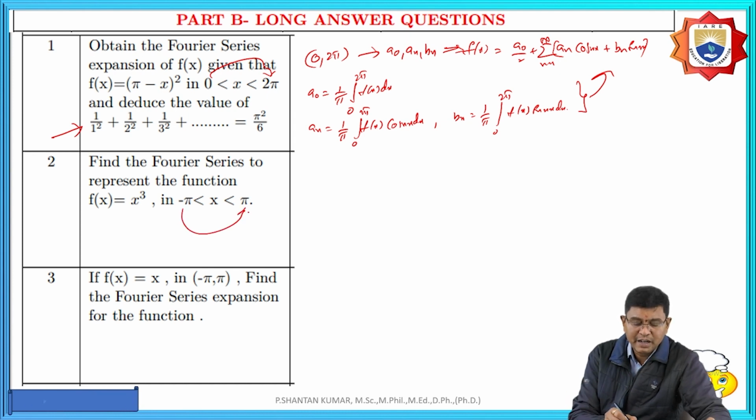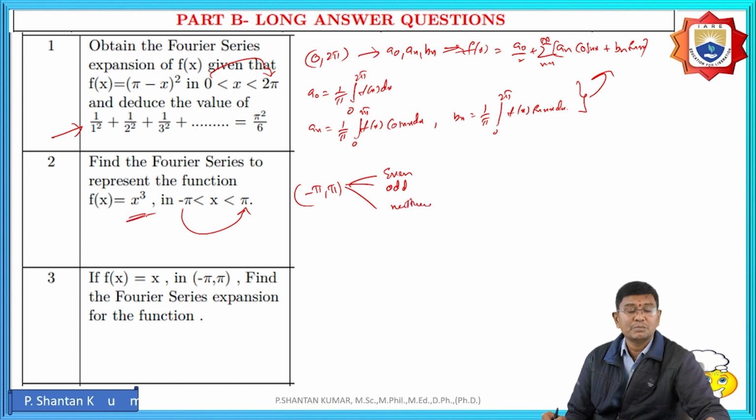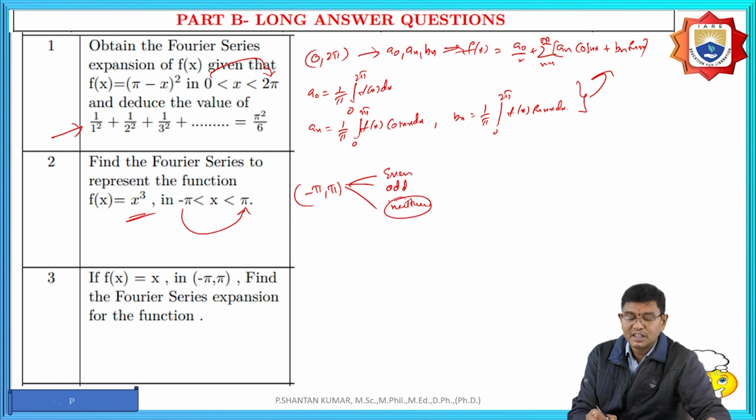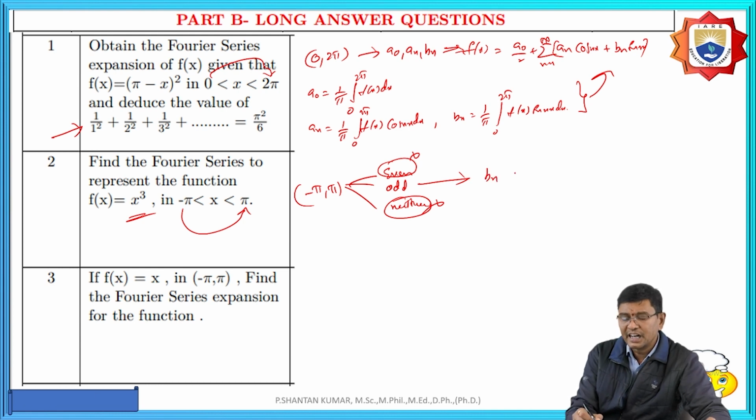And here, minus pi to pi. That means we need to check three conditions: whether the function is even, odd, or neither. Moreover, x cubed is an odd function. That means it is not even, it is an odd function. For an odd function, you need to calculate bn.